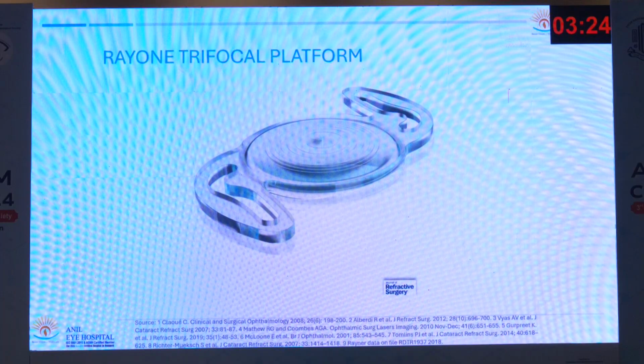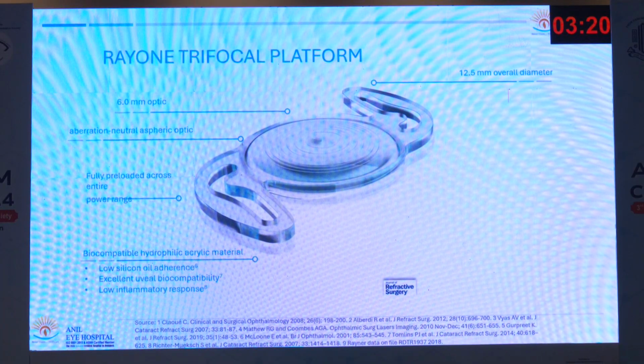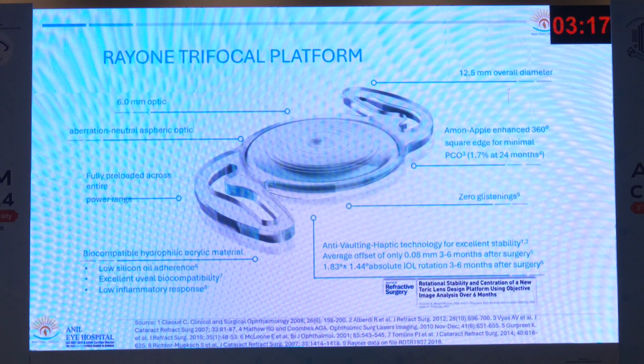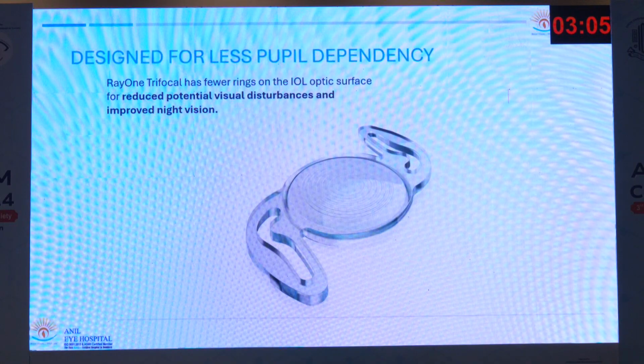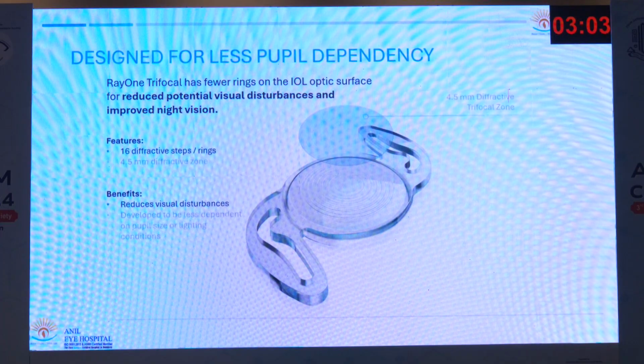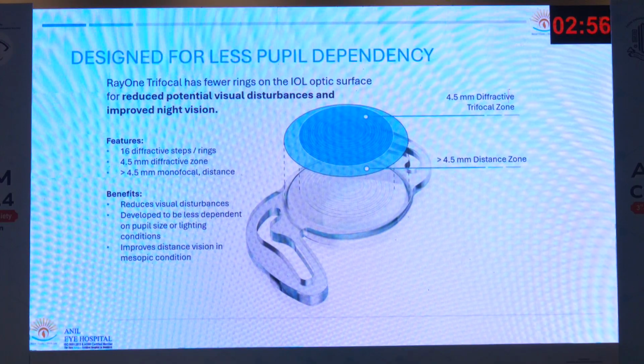So today what we have been using is the RayOne trifocal platform. It's a 6 mm optic, aberration neutral aspheric lens, which is totally preloaded, has a 12.5 millimeter overall diameter, 0 glistening, and because of the aberration neutral aspheric optic, it gives very good clarity and contrast sensitivity also. The number of rings is just 16, the central 4.5 millimeter is the diffractive zone, and beyond that you have the distance zone.